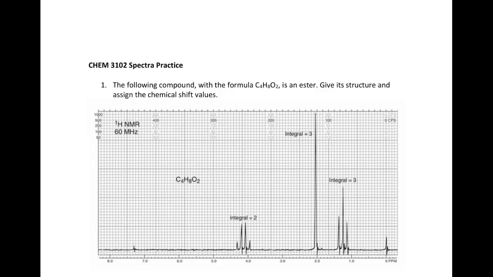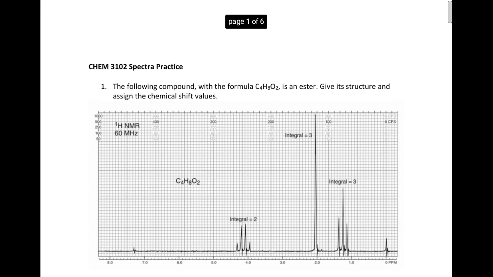Question number 1 says, the following compound with the molecular formula C4H8O2 is an ester. Give its structure and assign the chemical shift values. So where should we start here? Well, first of all, we know there's 8 protons in the compound. Since it's C4H8, there's 8 protons. And we know that it's an ester.